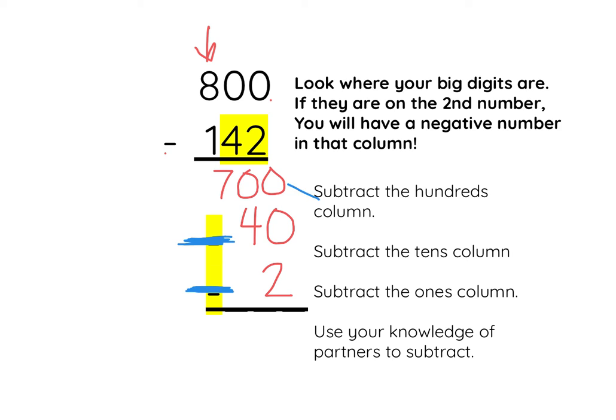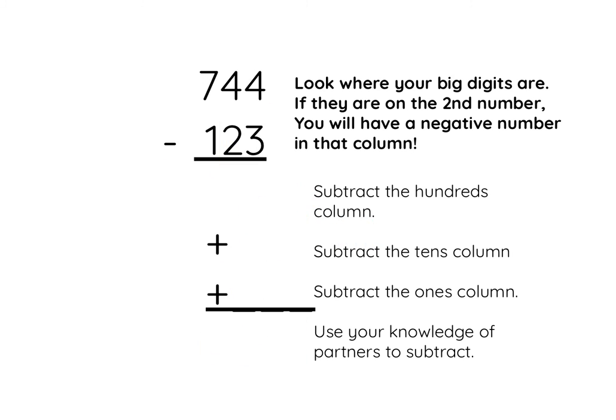Combine your parts together. 700 minus 40 is 660. Notice the partner to the 40 there. And then 660 minus 2 is 658. There's your partner to the 2, and 8 are partners. And if I have 60 and I take just a few away, I'm going to be in the 50s. So 658.